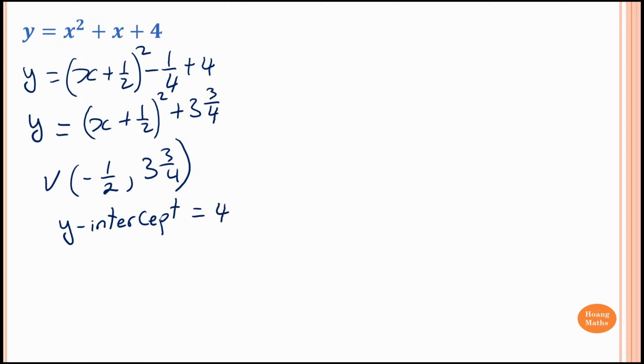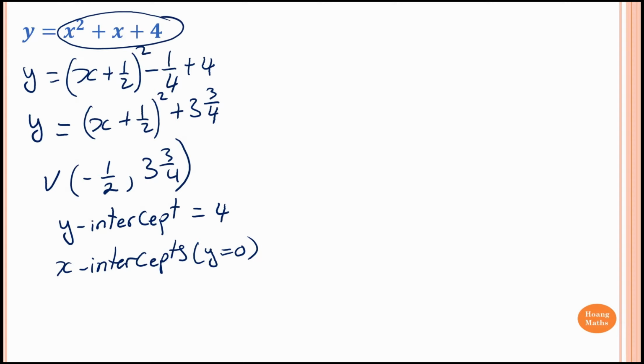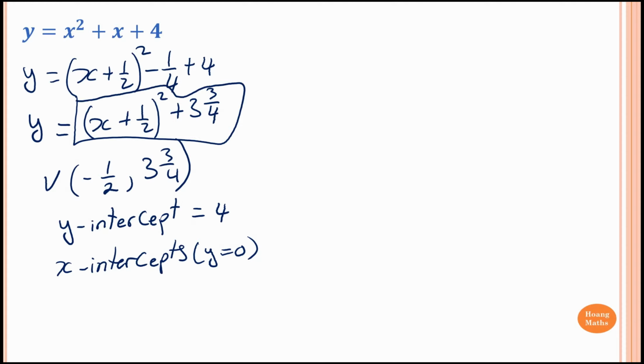To find the x-intercepts, so just write this down, x-intercepts. This means when y is equal to 0. So when y equals 0, this becomes 0. So what times what gives me 4, and adds to give me 1 because the coefficient of x is 1? So it's impossible. So therefore we have to use the quadratic formula. However, I'm not going to do that. I'm just using this because it's already in perfect square form.